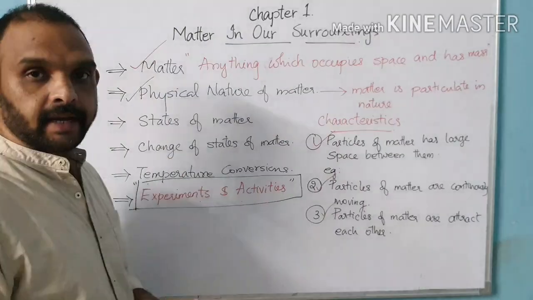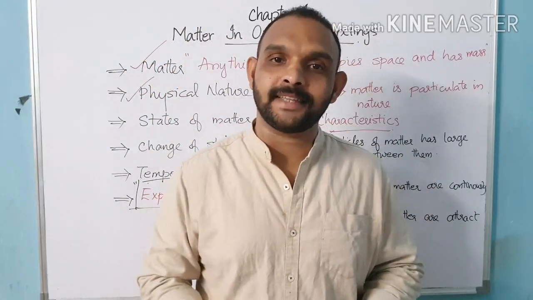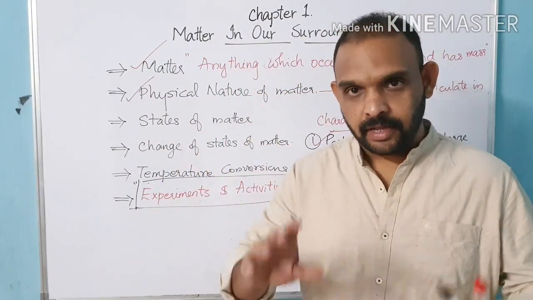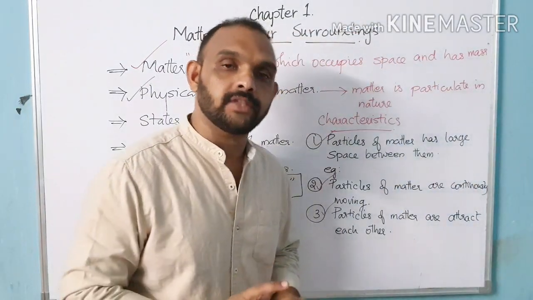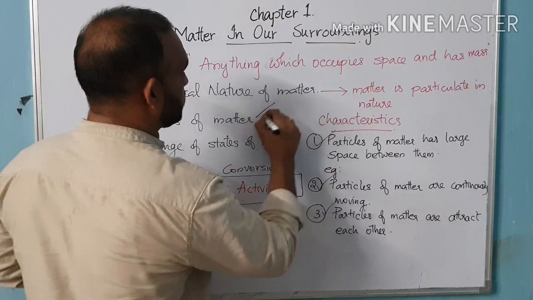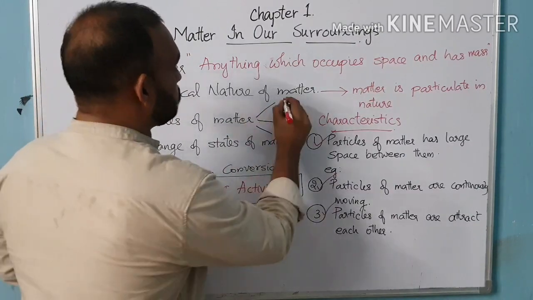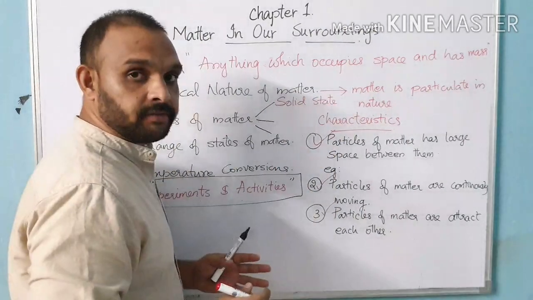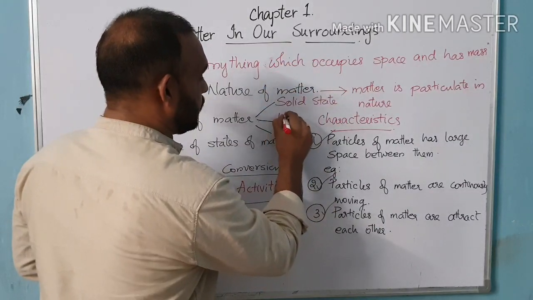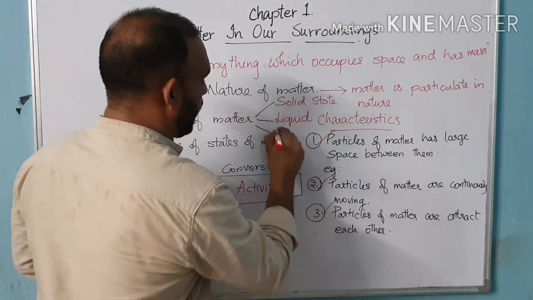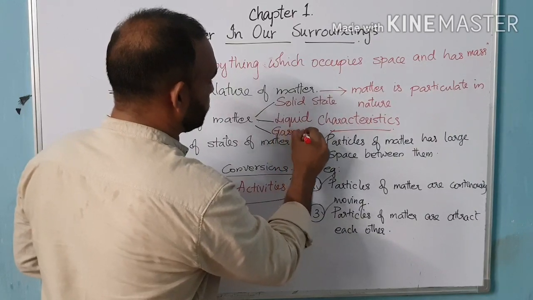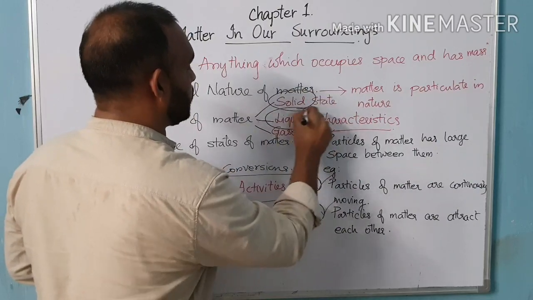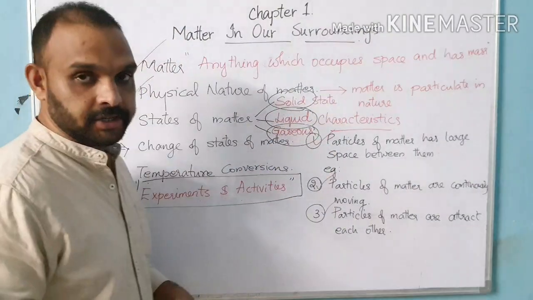Now our third topic is states of matter. Do you know how many states of matter there are? Yes, we have 3 states of matter. In our concept we have to study 3 states of matter. What are those 3 states of matter? First one is called solid state. Second, please repeat after me: solid state, liquid state and gaseous state. Yes, there are 3 states of matter: solid, liquid and gaseous.